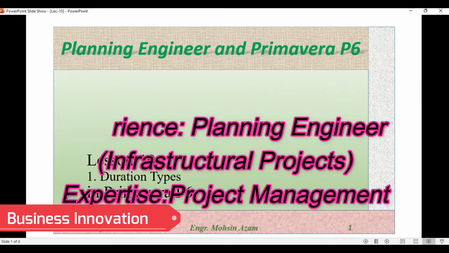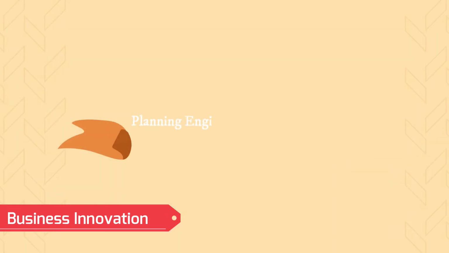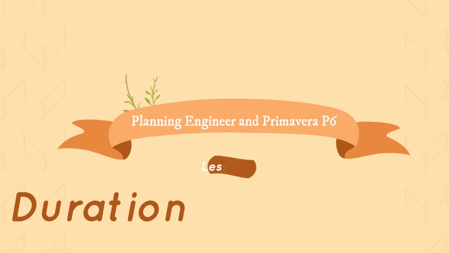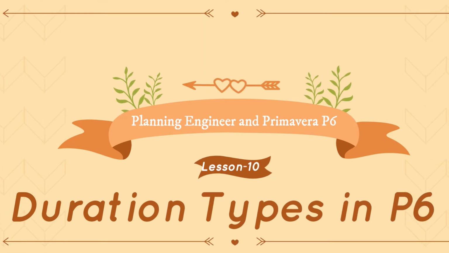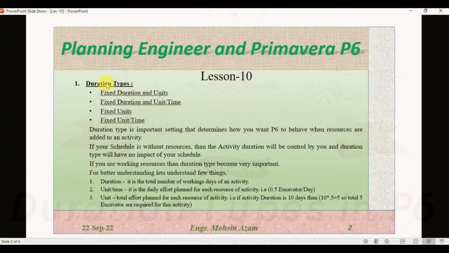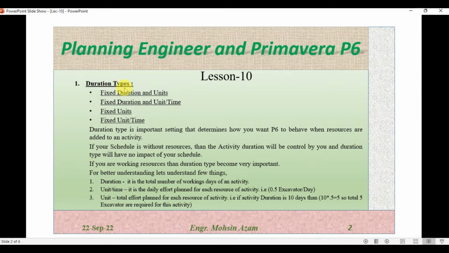Today we are going to start our 10th lesson of Planning Engineer and Primavera tutorials. The topic which we will discuss in today's lesson is duration types in Primavera P6. So we have different types of duration types in Primavera P6. The first one is fixed duration and unit, fixed duration and unit per time, fixed unit per time.